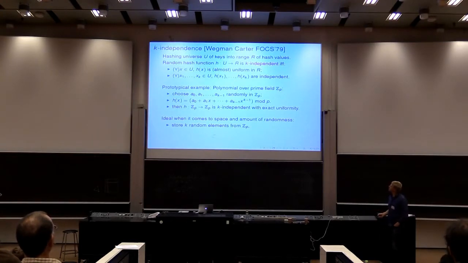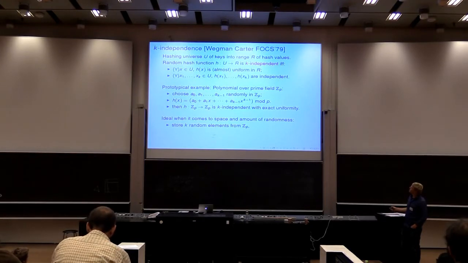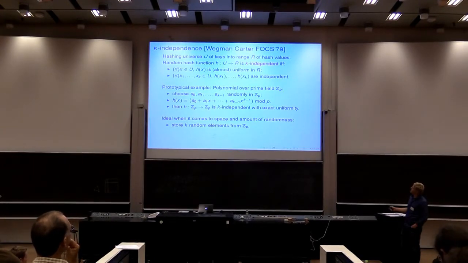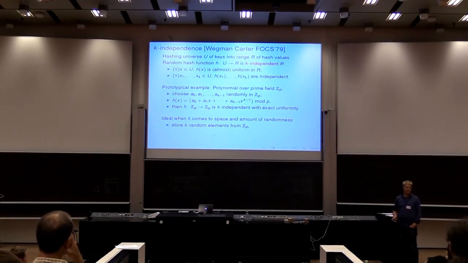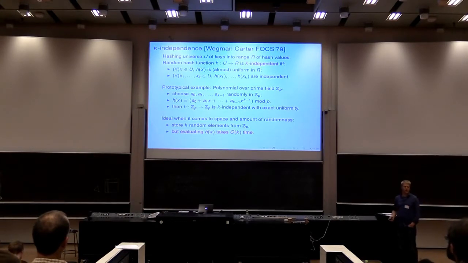So again, sort of motivating this whole thing here. We had this really nice framework of k independence, where we had this polynomial, and this thing is ideal when it comes to the amount of space and randomness, because to get k independence, we use exactly k elements from the random field. We couldn't hope to do any better than that. But in the evaluation of the hash value, it takes order k time. Okay, and somehow we would like to do better.